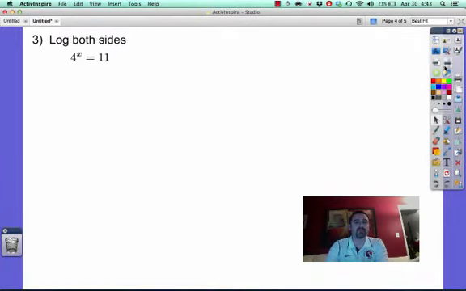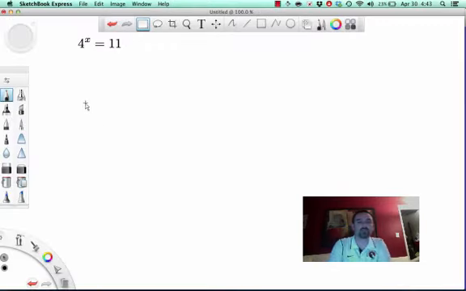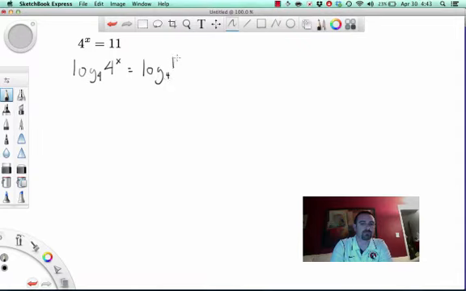The next one is the method to log both sides. Now I'm going to show you 2 methods here. Method 1, to log both sides. Now, the way I'm going to start for the first method is I'm going to look and say I have a 4 here as a base. So I'm going to choose to log both sides, and I'm going to use log base 4. So I'm going to log the left-hand side, and what I do to the left-hand side I must do to the right-hand side.